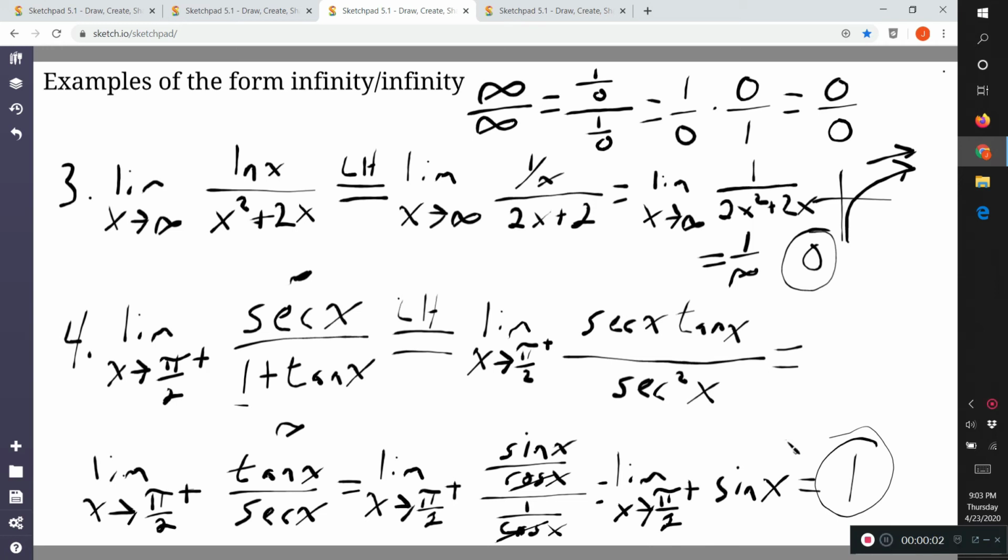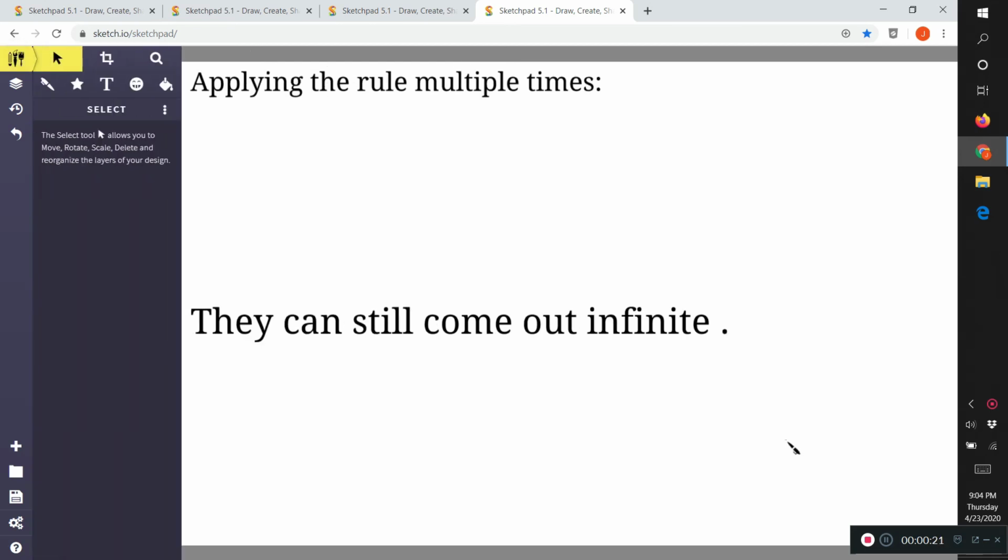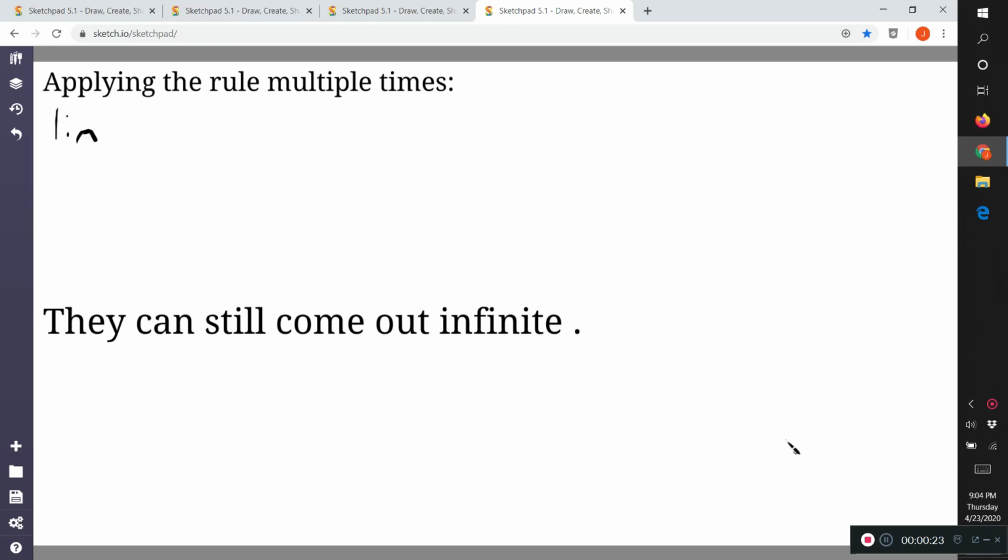So lastly, we're going to go over a couple specific cases. The first one is that you can apply the rule multiple times. So for instance, we're going to do one that we actually learned some tricks for back in chapter 2, but we're going to see it in a different way. If we do the limit as x goes to infinity of 5x cubed minus 3x plus 7 over 2x cubed plus 4x squared minus 1.